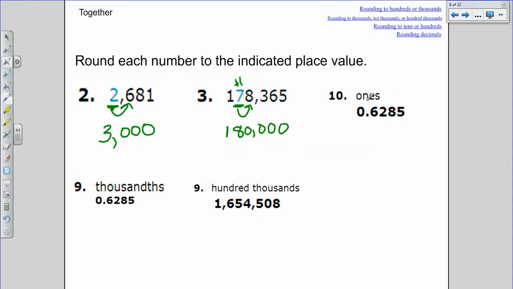Ooh, this is a good one. I'm rounding to the nearest 1. So the 0 is really my underlying digit. So I'm looking at the 6. 6 is greater than 5. So I'm going to add 1 here. So I'm going to have 1. Everything else becomes zeros. But I know that 1.000 is equivalent to just 1.